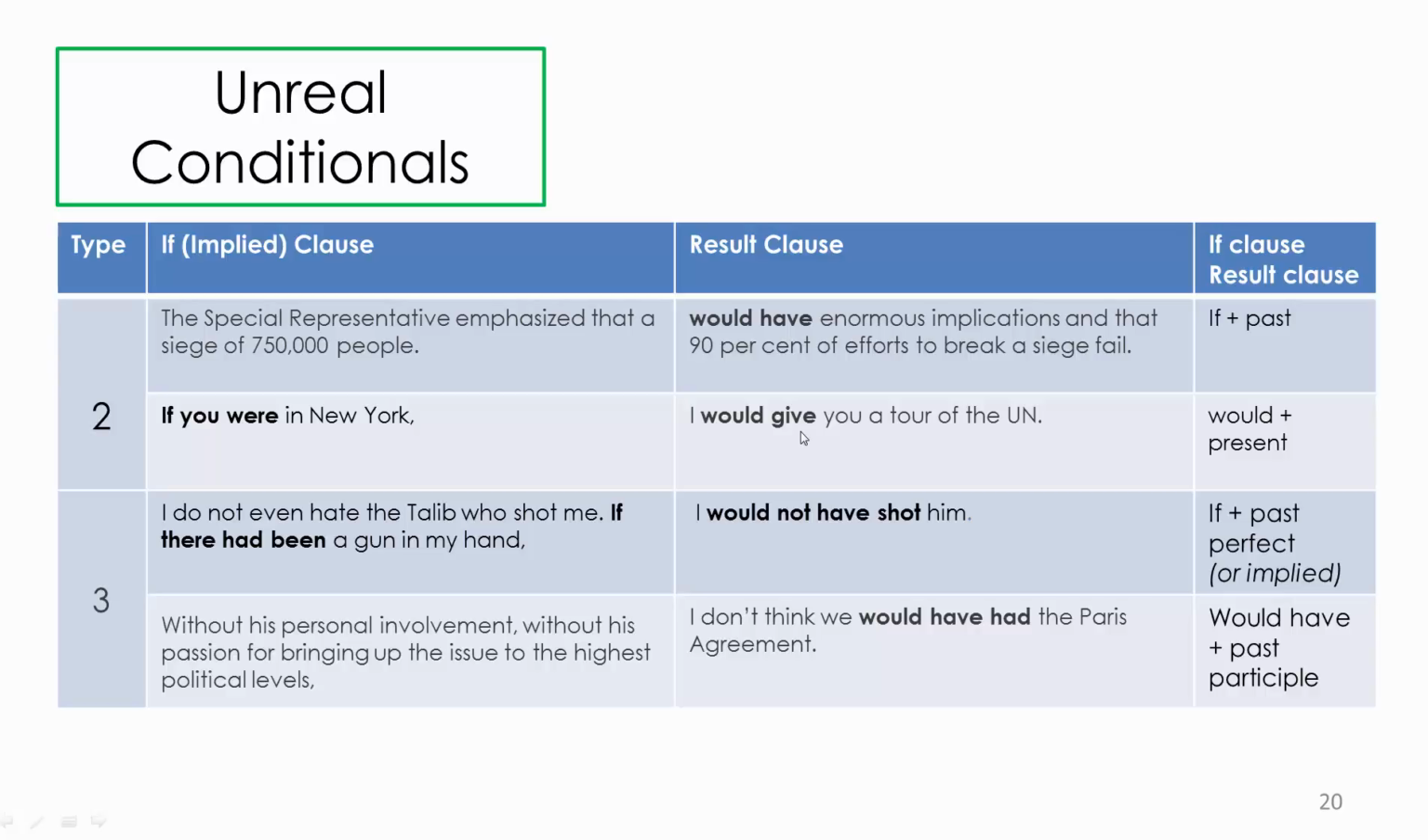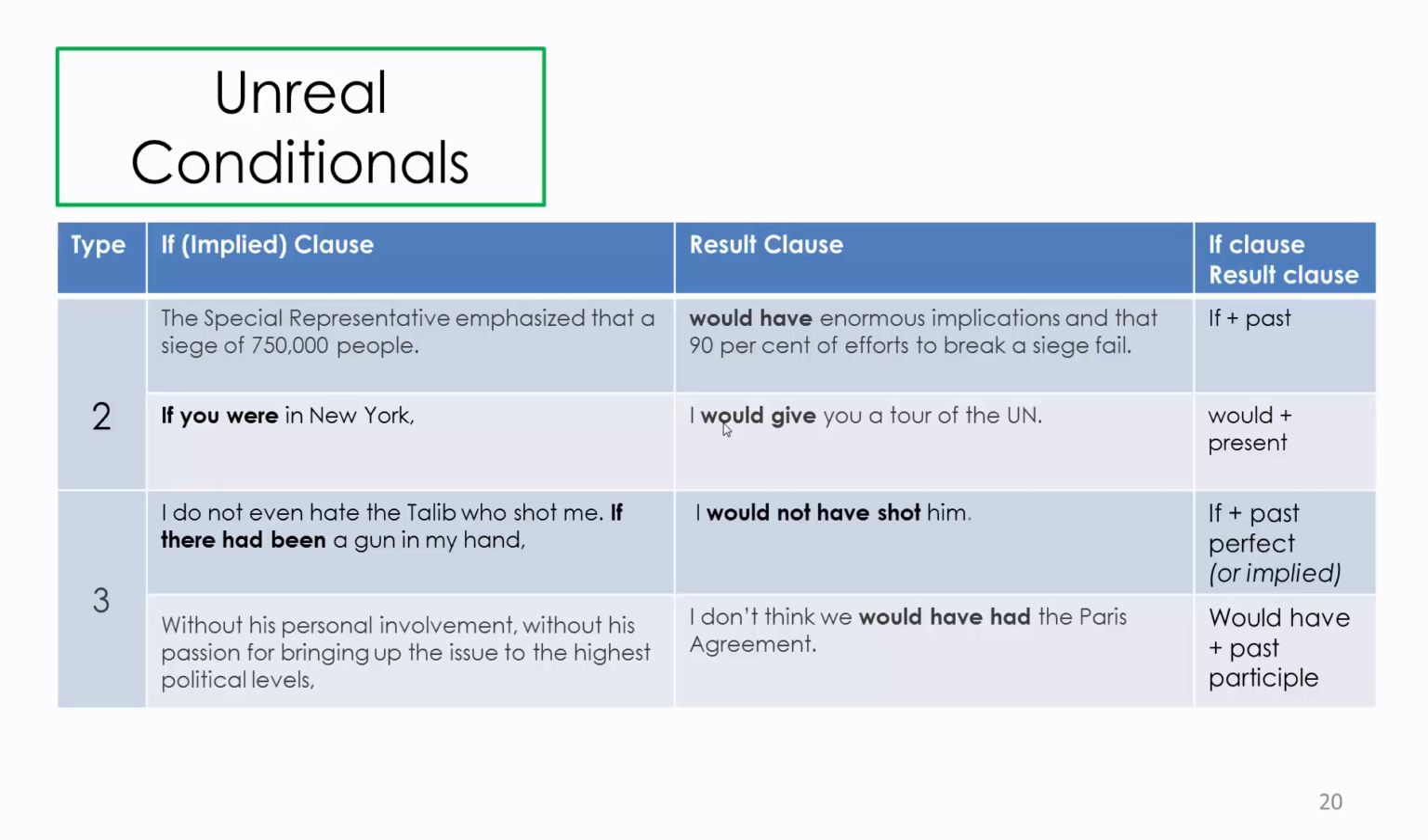Some people call it present, but it's really known as the base form. So you use the past with would plus the base form. What you are doing here is talking about something that is not true in the present time. If you were in New York, you are not in New York right now, so it's not true now. So the condition is not true, and the result is not true. And so the result would be, I would give you a tour of the UN. So both of these are untrue. You are not in New York, therefore I cannot give you a tour of the UN.